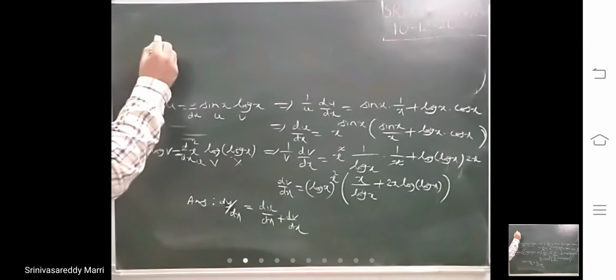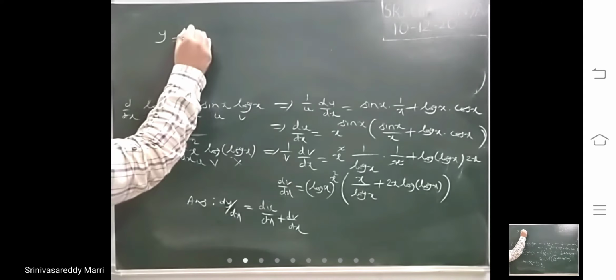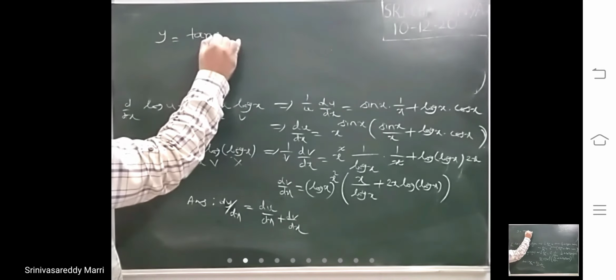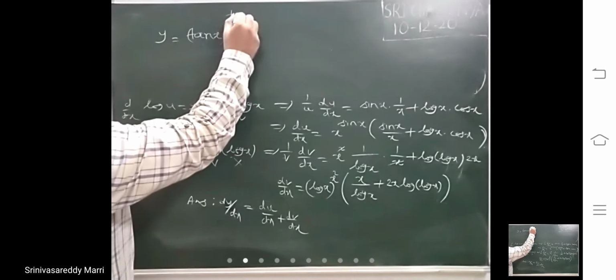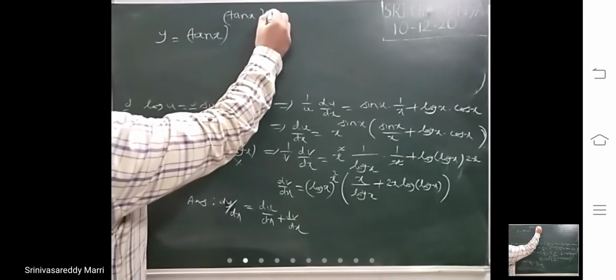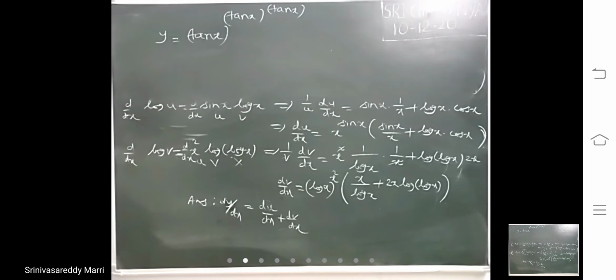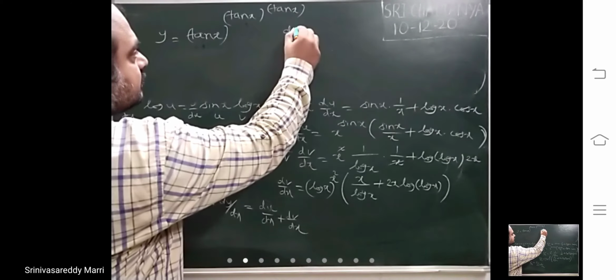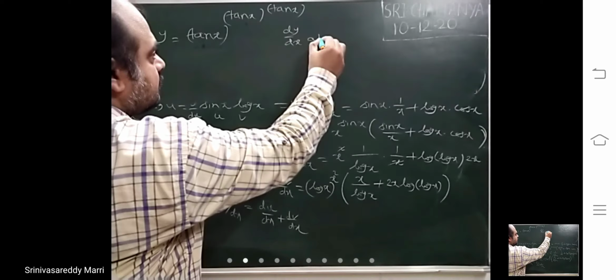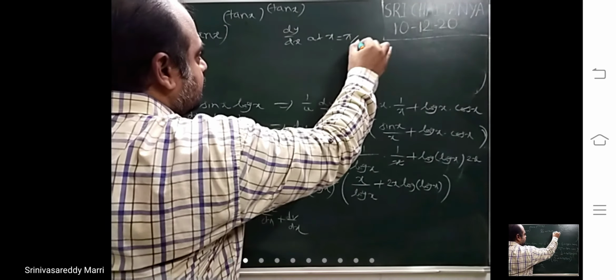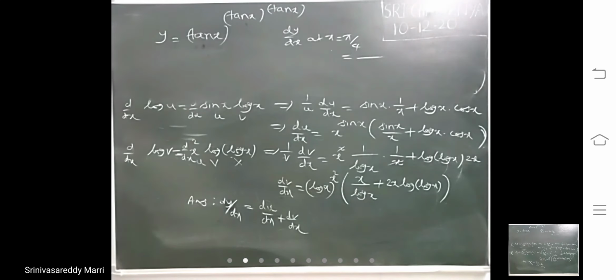Suppose in some cases three functions will be there. Look at y equals tan x to the power tan x to the power tan x, that is f of x to the power g of x to the power h of x. Suppose you have to find dy by dx at x equal to pi by 4.